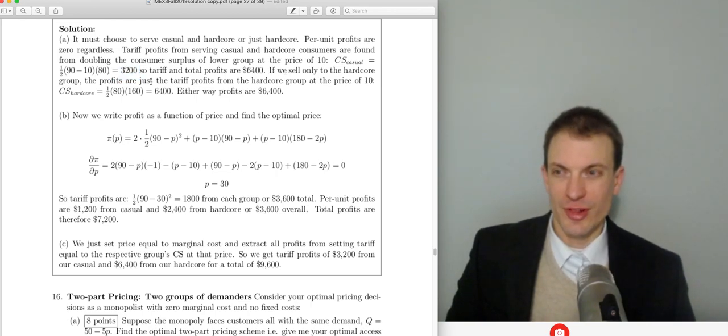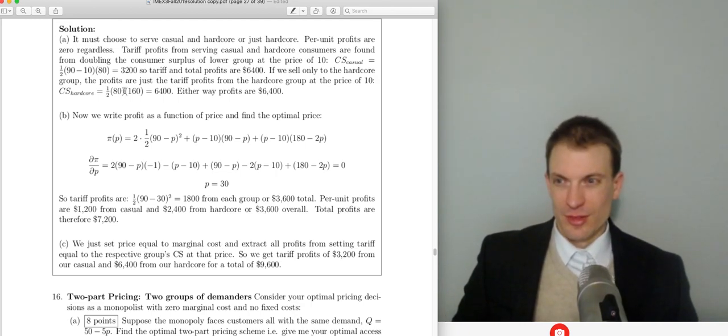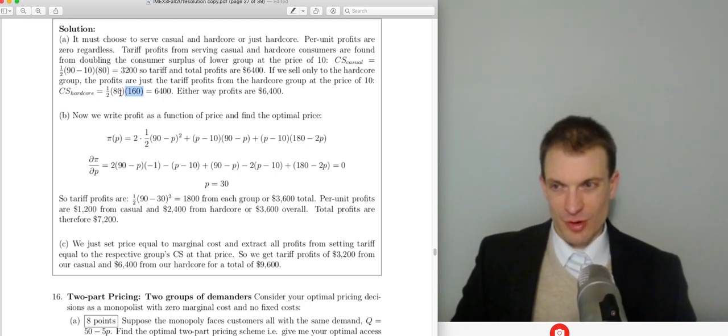If we only sell to the hardcore group, the profits are just the tariff profits from the hardcore group at the price of 10. Here, it's going to be 1/2 80 times 60. Where's this coming from? Well, draw the inverse demand. It's going to be 1/2 base times height. This is our quantity. This is our whatever is the price. Okay, either way, the profits are 6,400.